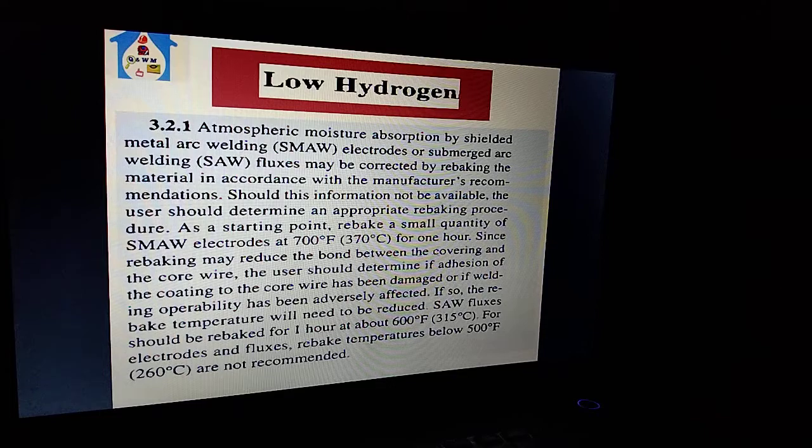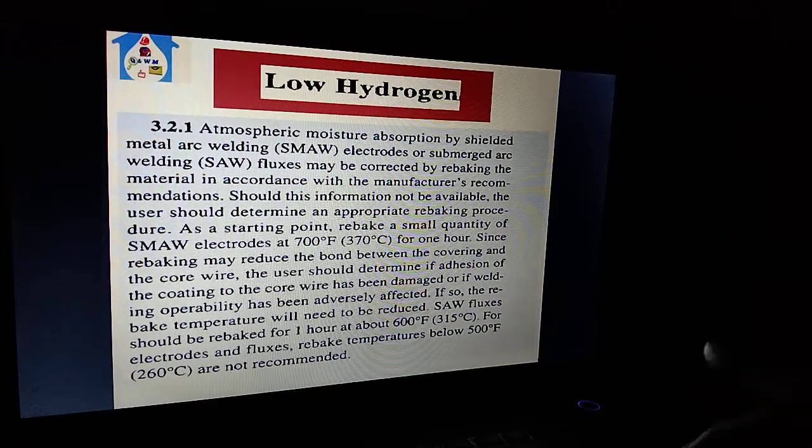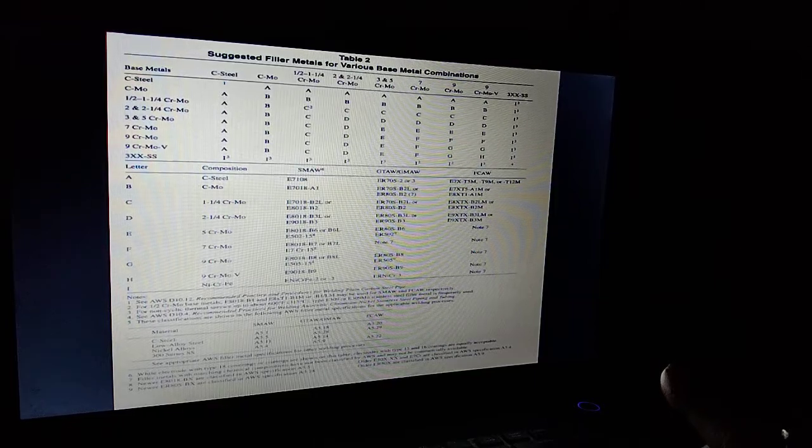SAW flux should be rebaked for 1 hour at about 600 degrees Fahrenheit, 315 degrees centigrade. For electrodes and fluxes, rebake temperatures below 500 degrees Fahrenheit, 260 degrees centigrade, are not recommended. Suggested filler metal for various base metal combinations.